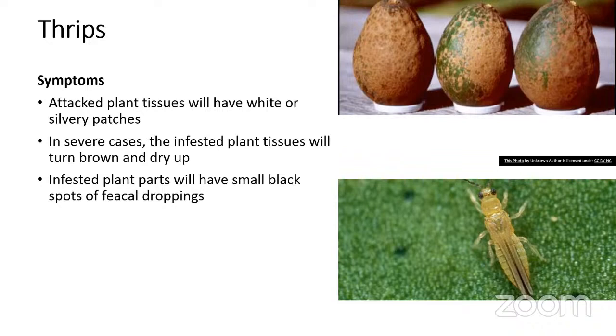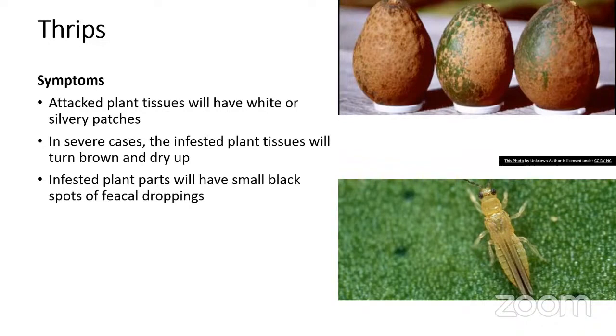We continue with the symptoms. Attacked plant tissues will have white or silvery patches. When they attack the plant, there will be distortion in the skin color of the fruit, which will be white and silvery patches all over the fruit. And they can actually cover the entire fruit. In severe cases, the infected plant tissue will turn brown and eventually dry up.